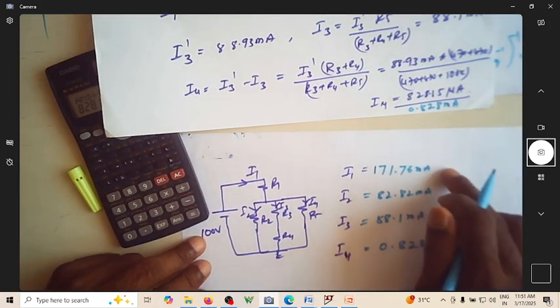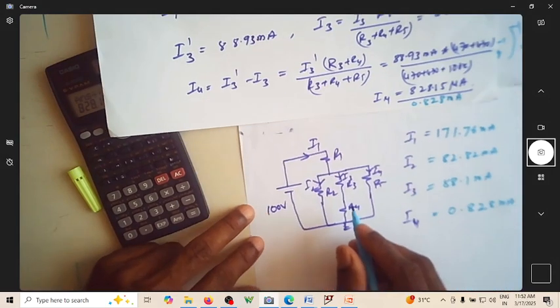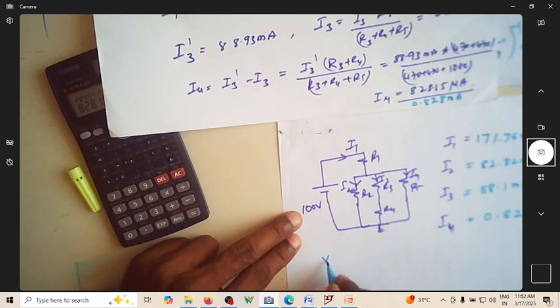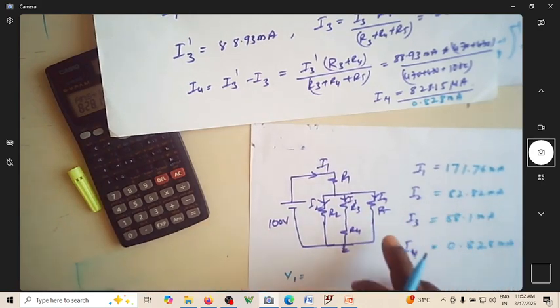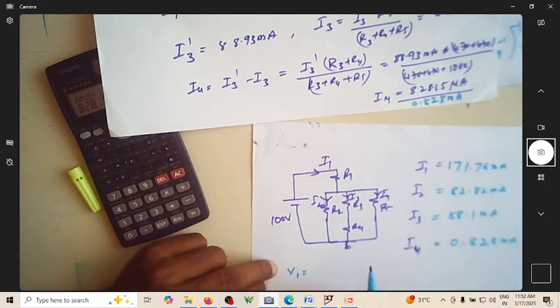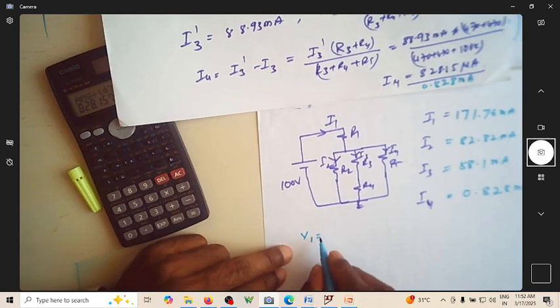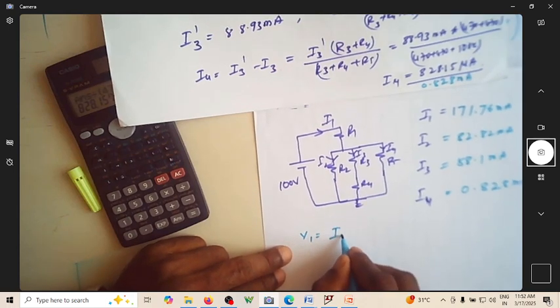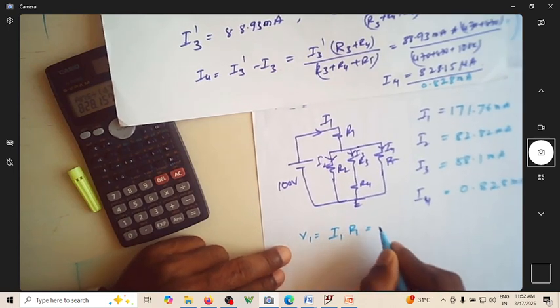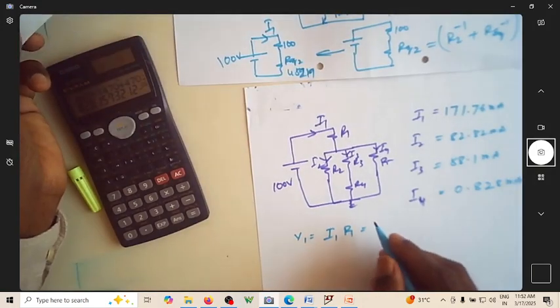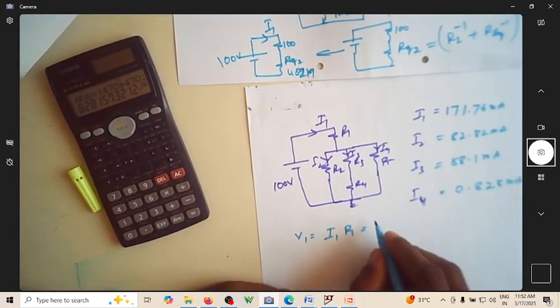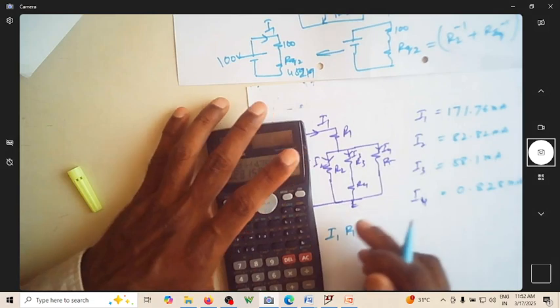Let us find what are their simulation currents. So, simulated values. Let us find what V1 is equal to. And of course, we can also verify Kirchhoff's current law, voltage law, all those things. Okay, we'll do that. So what is V1? V1 is equal to I1 into R1. How much is R1? R1 is actually 100 ohm. So it is this into 100.